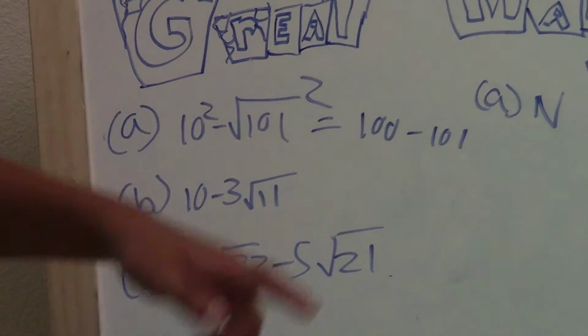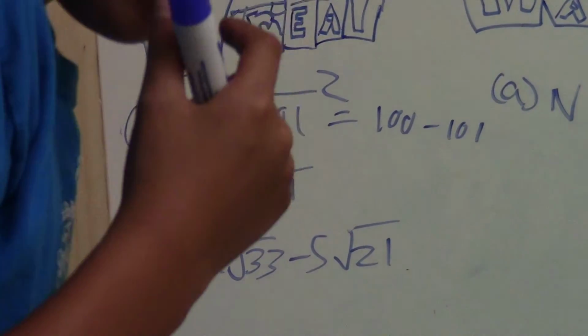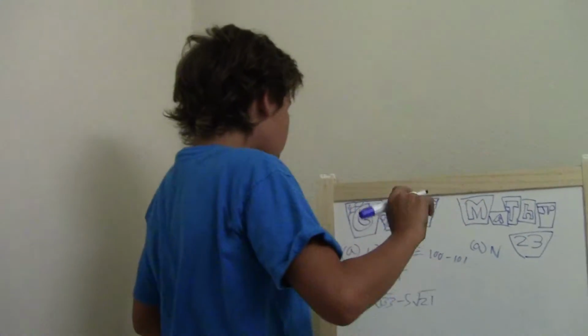I'm just going to write N for negative and P for positive, if there is any positive. There might not be, there might be. We don't know until we find one of these problems that is positive. Anyways, to the next problem.